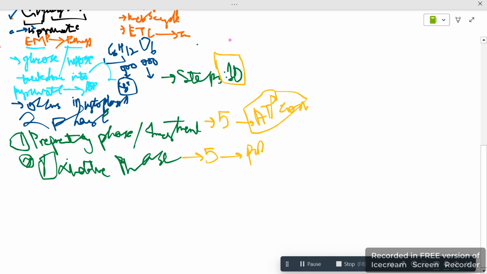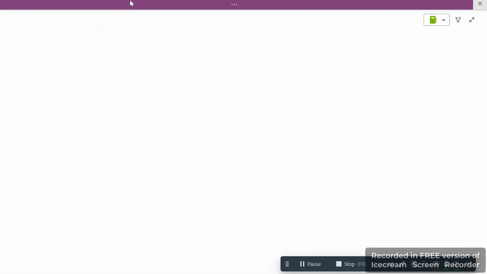So in this video, we're going to see glycolysis. We were done with the introduction to glycolysis. We're going with the two other phases, which are the preparatory phase, which is an investment phase of 5 carbon, and the second step is the oxidative phase. So we are going to look at both these phases today. So let's start.